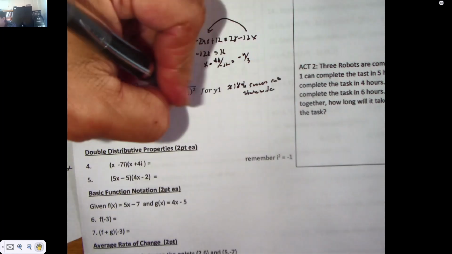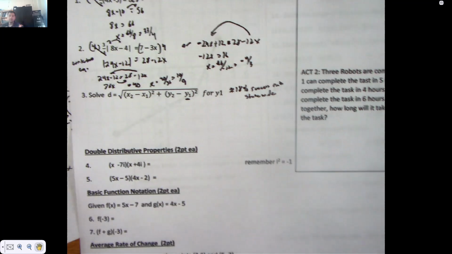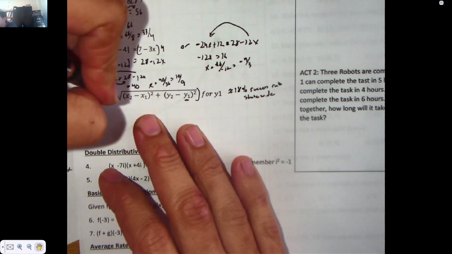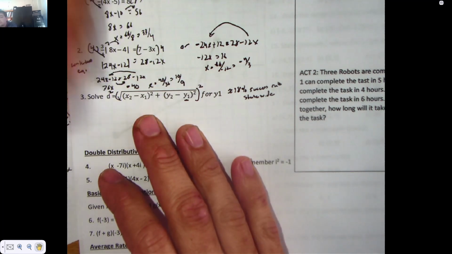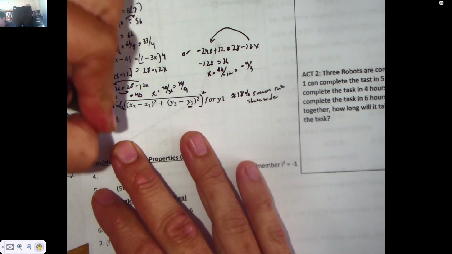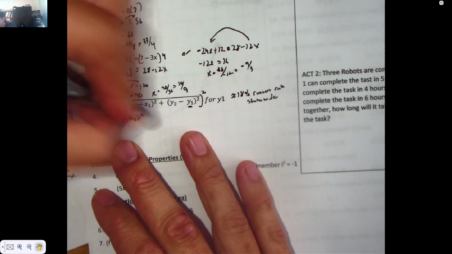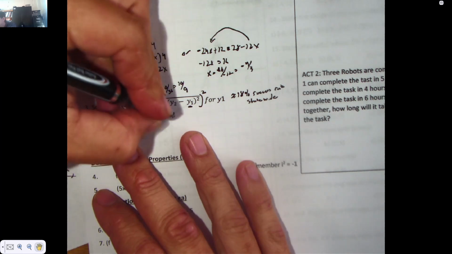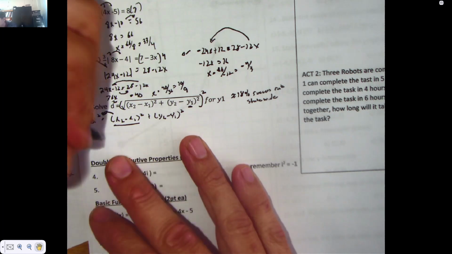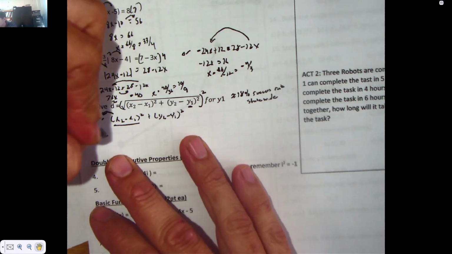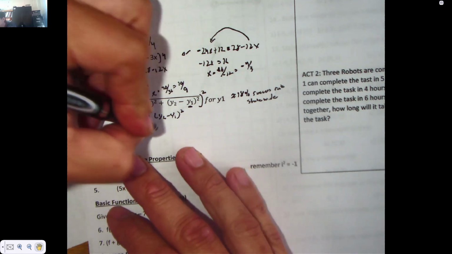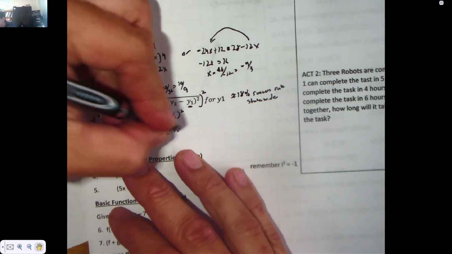You're supposed to isolate this variable. There's a lot of work to get there. First thing you have to do is get rid of this radical. So I'm going to eliminate the radical by squaring both sides. So d squared is now equal to (x2 minus x1) squared plus (y2 minus y1) squared. The next easy thing to do is to move that piece over. d squared minus (x2 minus x1) quantity squared is (y2 minus y1) quantity squared.